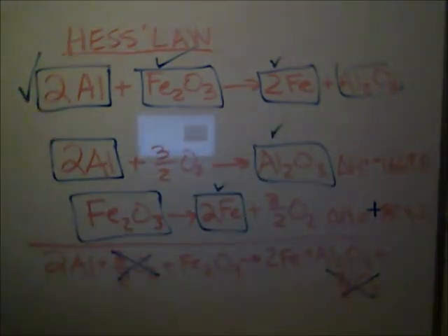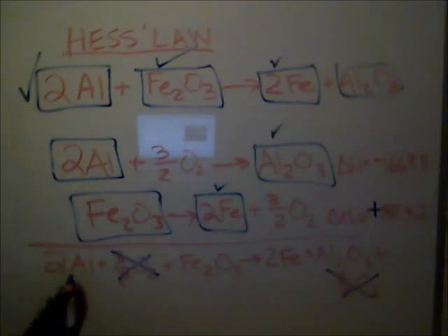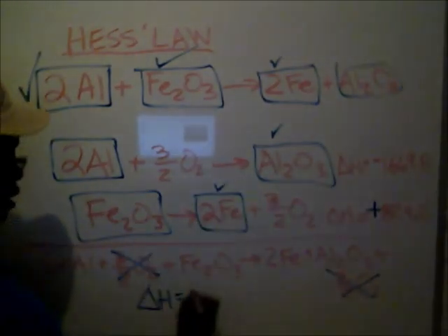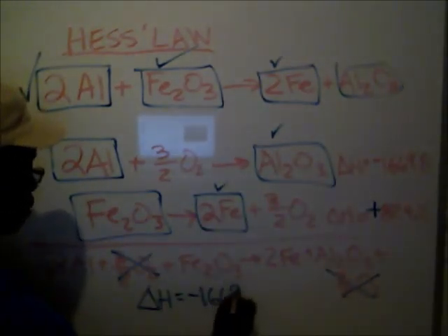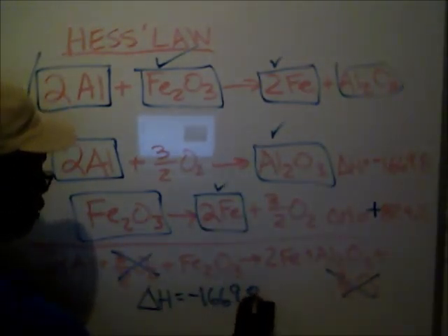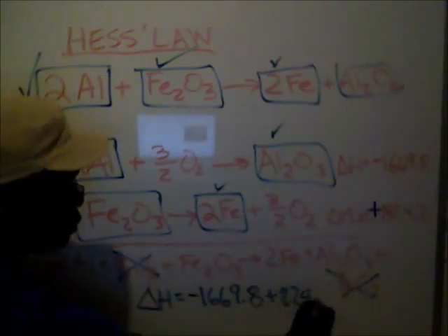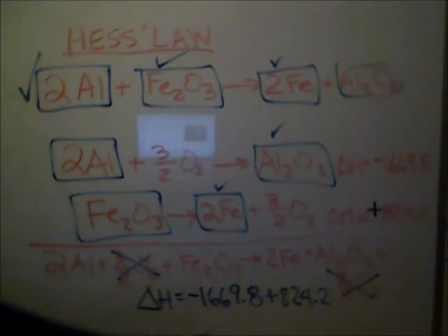Now the last thing we have to do, because we added those equations together, is add the delta H's together. So we would take the delta H from that. We did not change that step, so that number stayed the same. And we would add it to the 824.2. Okay, and whatever that is, that would be your final answer, and that's giving you the heat of that reaction.